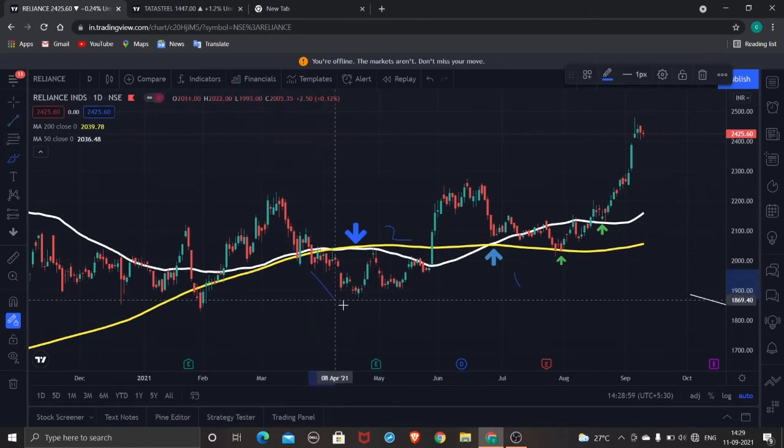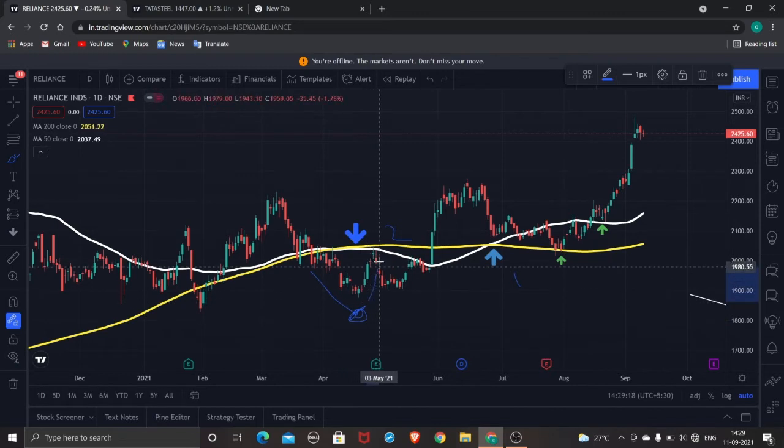Here is the fall. When should we enter the market? We should enter the market whenever the prices face resistance or support by the 200 moving average or the 50 moving average.